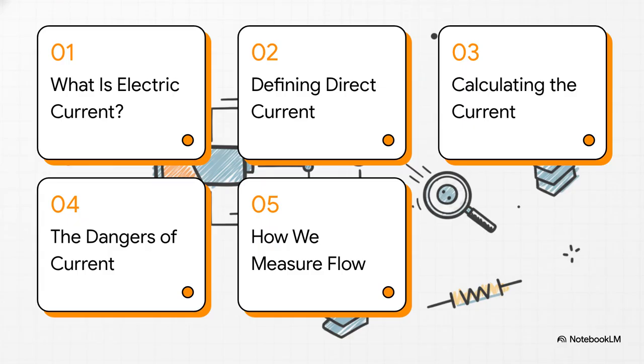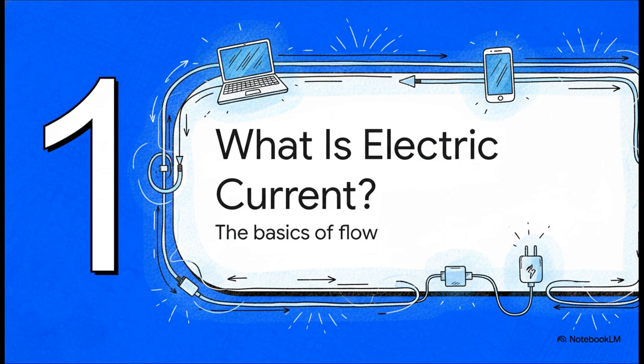Okay, so here's the game plan for this explainer. We'll kick things off with the basics of what electric current even is. Then we'll zero in on direct current, or DC. We're even going to learn how to calculate it, understand why it can be dangerous, and see how the pros measure its flow. So let's dive right in.